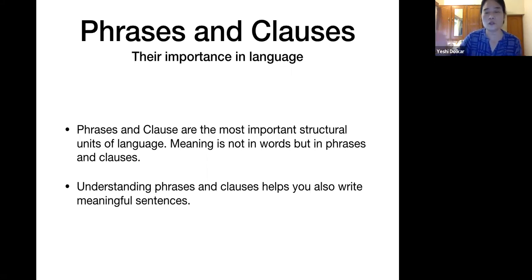Without this, you make sentences where the meaning doesn't even really make sense. It causes confusion. So this is the reason why it's important.